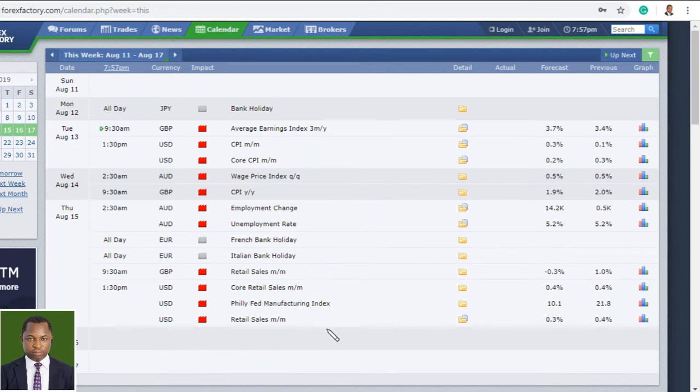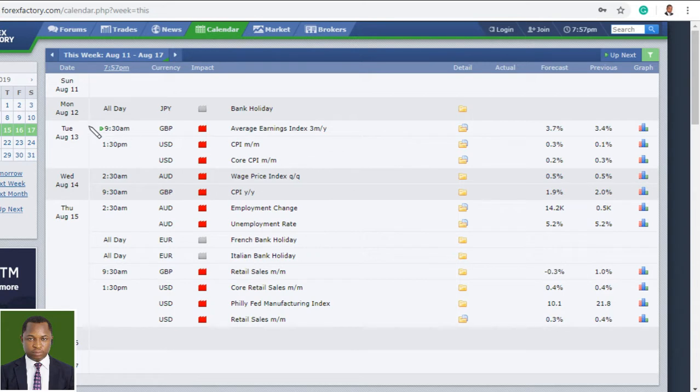As you can see, Monday is going to be a bank holiday for Japanese yen crosses. Well, that should not affect the market significantly. Usually, it is bank holidays coming from the American dollar axis that affect the market very significantly. So with this one, I am sure price will still move as normal. It is going to be a less busy fundamental week for the forex market.